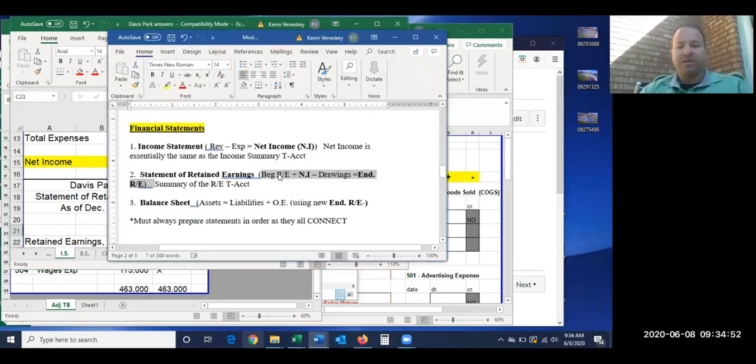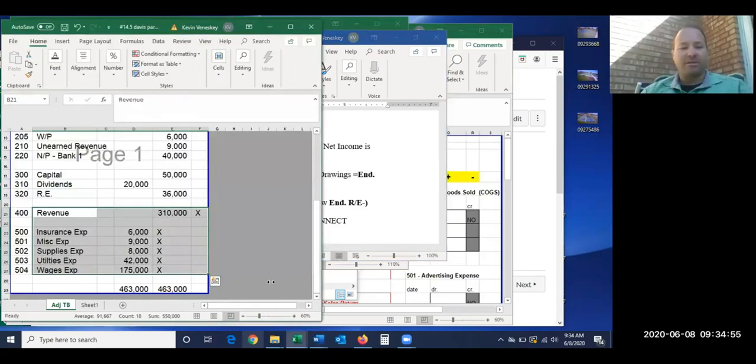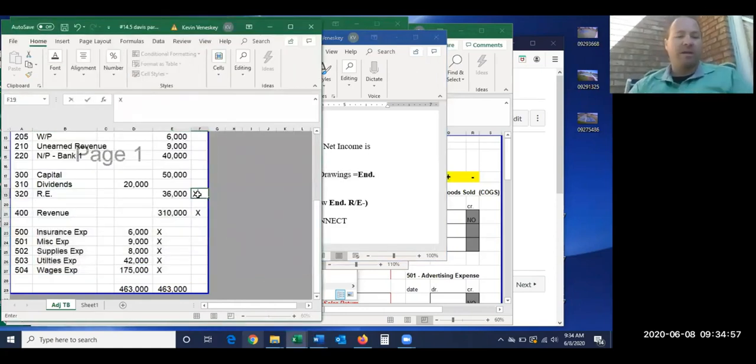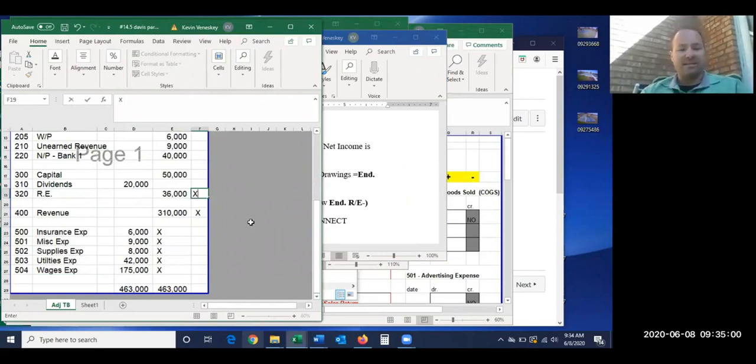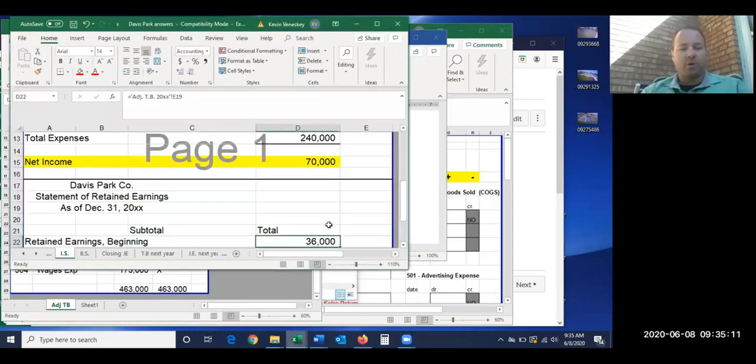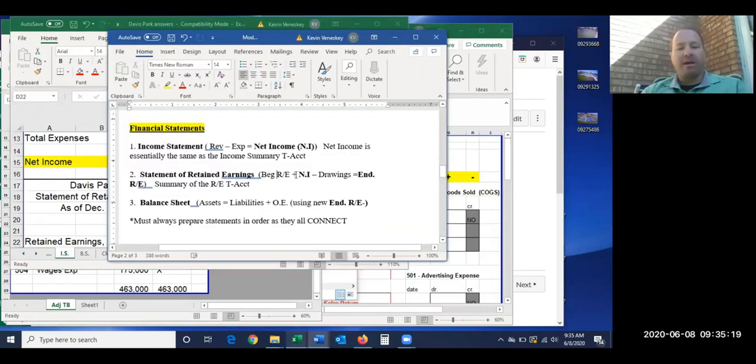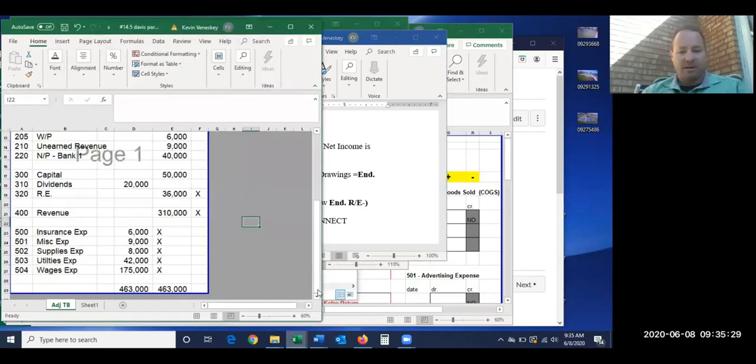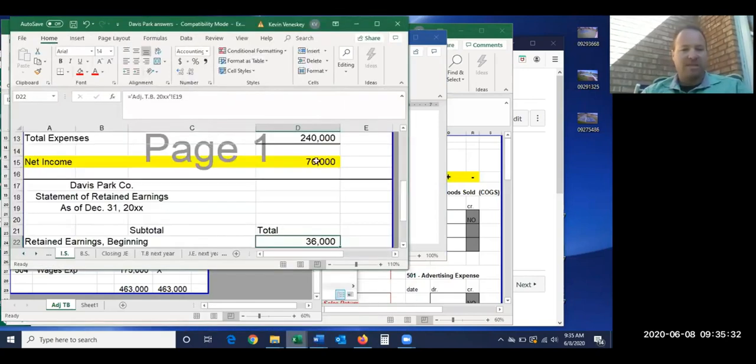And as my notes say, we start off with our beginning retained earnings. Our beginning retained earnings, we're going to use it so it gets an X. 36,000. Put that over here into our total category. And then we bring in the connecting piece that connects our first to our third statement. We bring in our net income from up here. Our net income was 70,000, so we add that in.